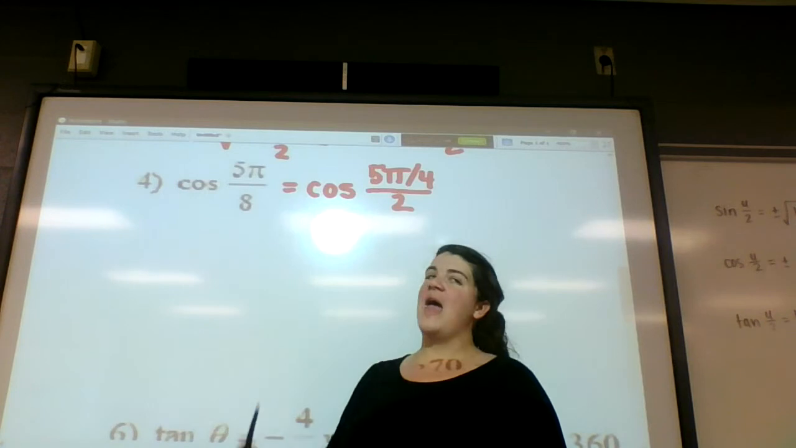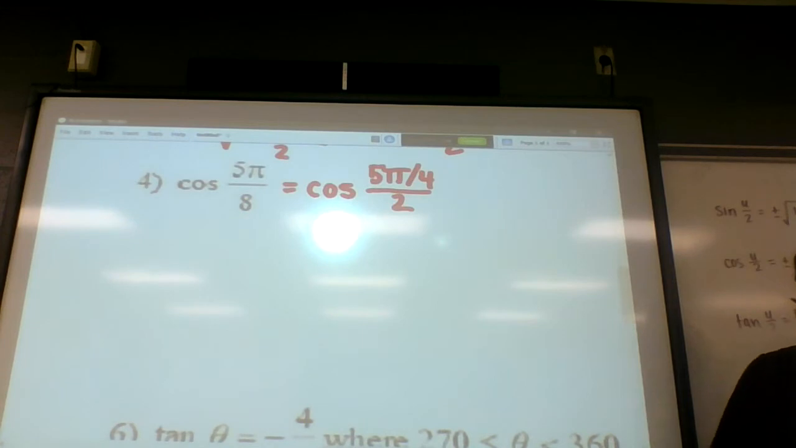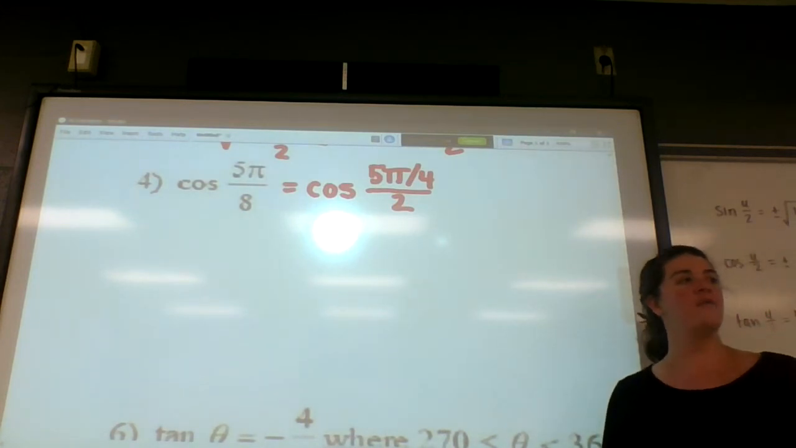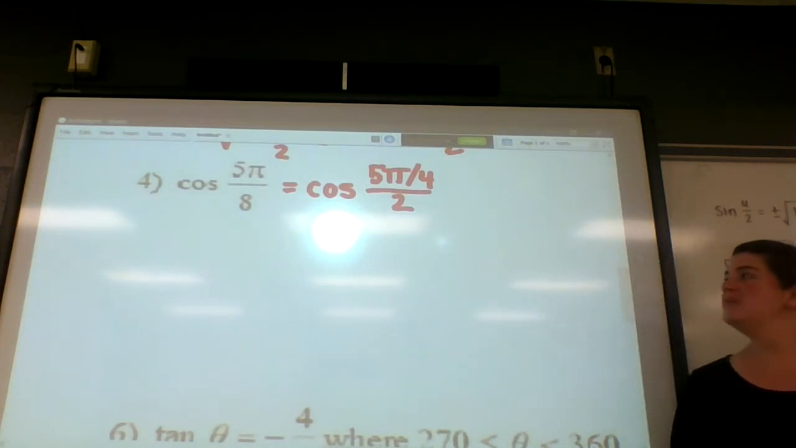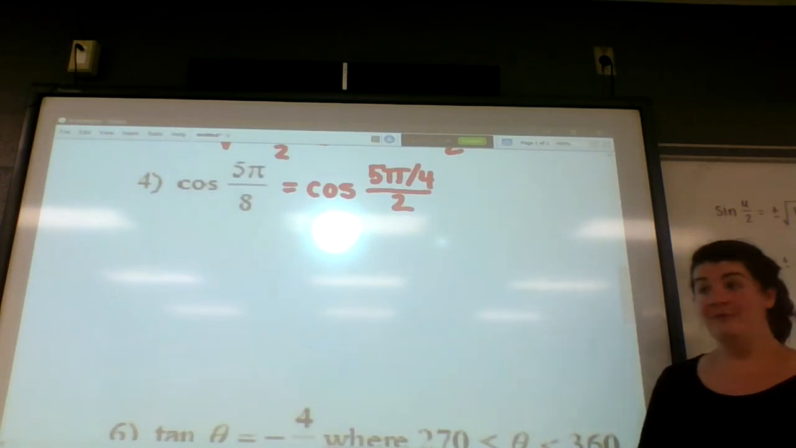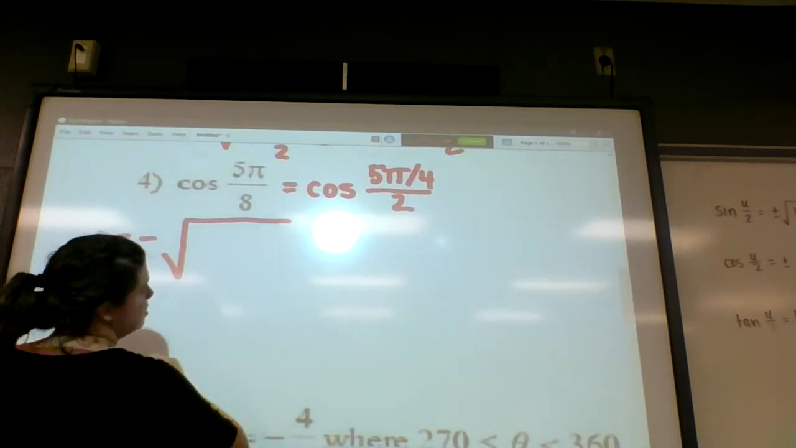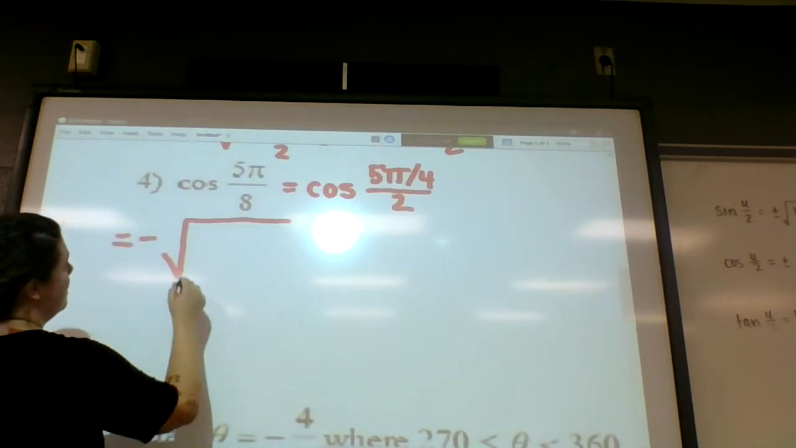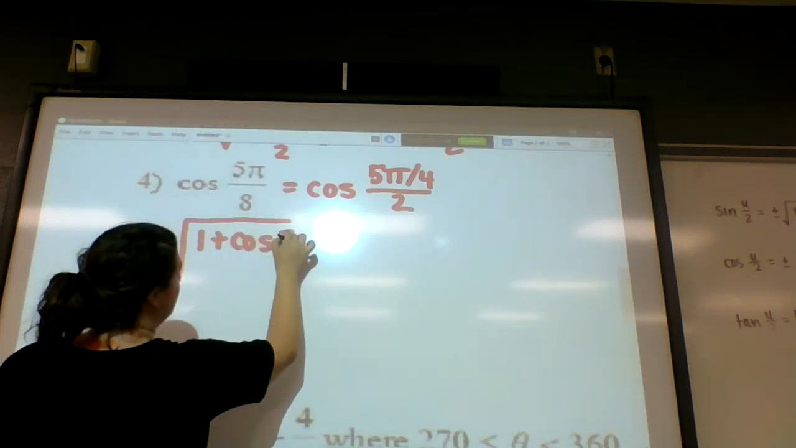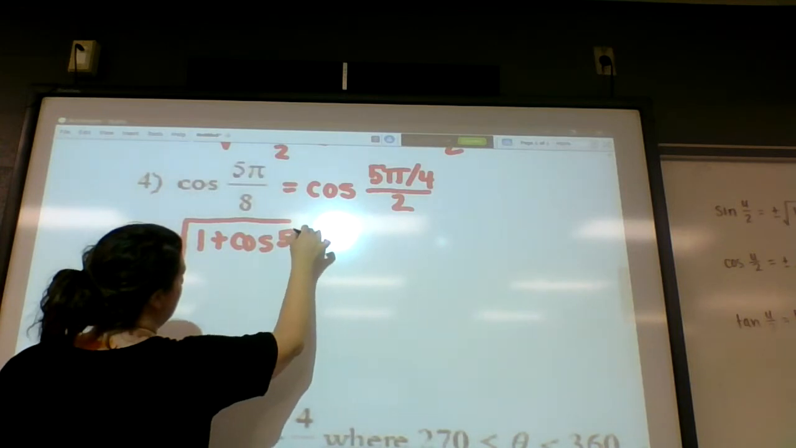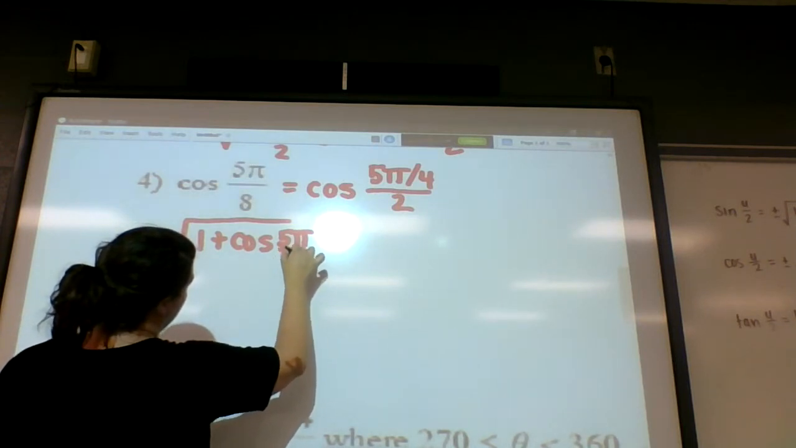So 5 pi over 8, what quadrant does it live in? The second, because it's just over pi over 2. 4 pi over 8 would be pi over 2, so it's just more than pi over 2. And in the second quadrant, is cosine positive or negative? Negative. So this is just going to have a negative in front. So it'll have a negative square root. Everything else will be exactly the same. So 1 plus cosine of 5 pi over 4, and then that is all over 2.